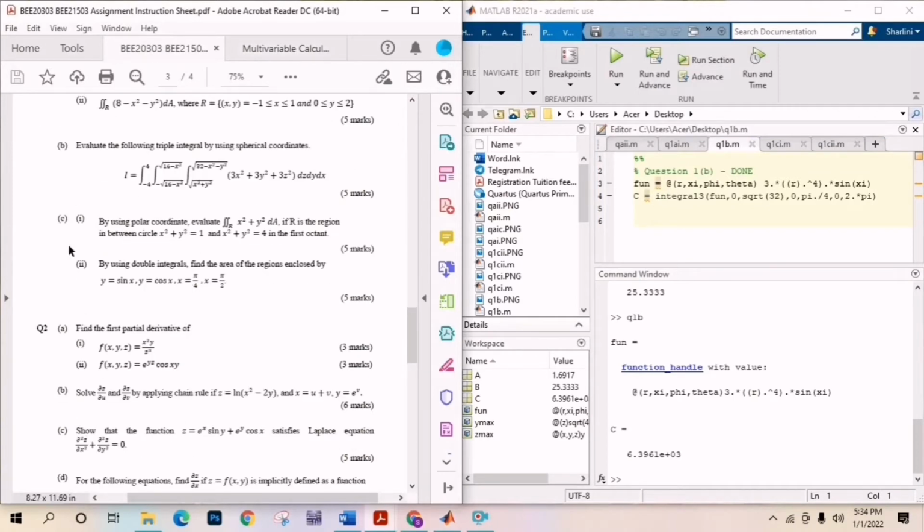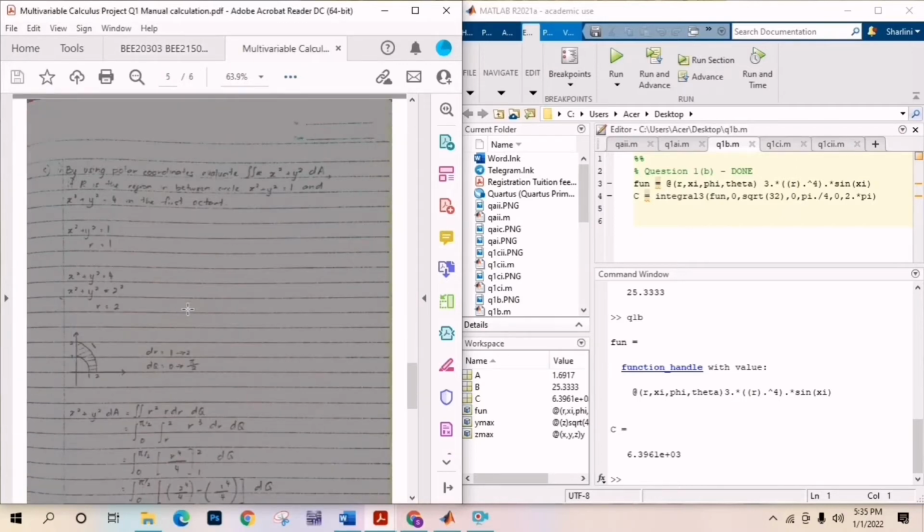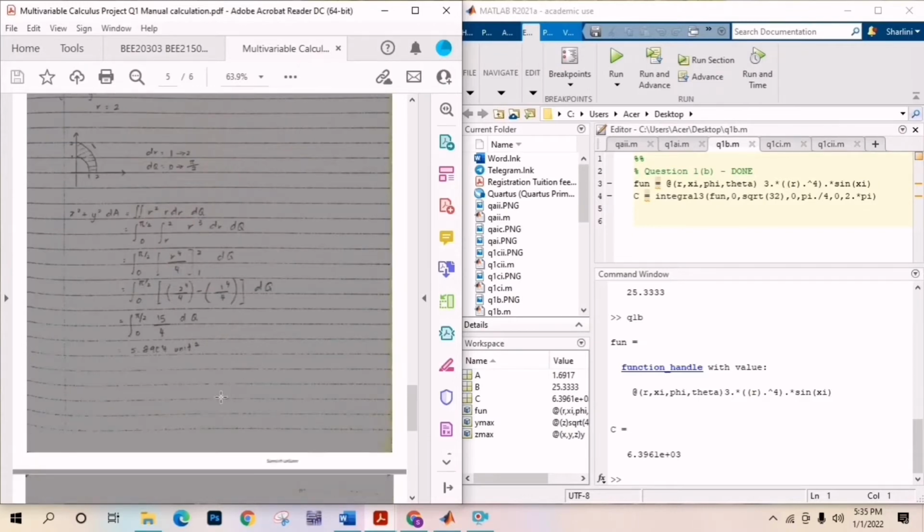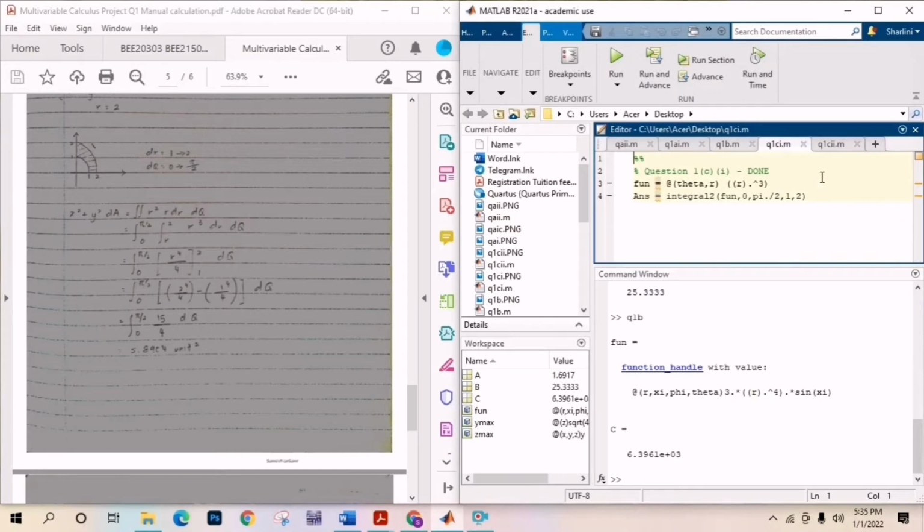Next, question 1C1. By using polar coordinates, evaluate the integral over R of x squared plus y squared dA, where R is the region between the circles x squared plus y squared equals 1 and x squared plus y squared equals 4 in the first octant. This is the manual calculation for question 1C1, and the last answer I got is 5.8904. Now we prove this in MATLAB programming, and this is the program for question 1C1.